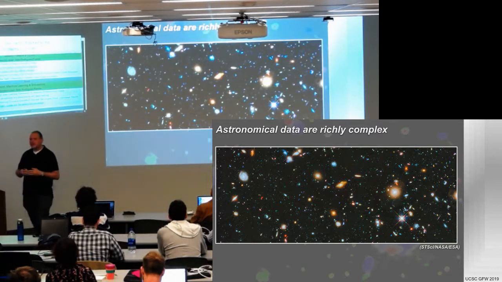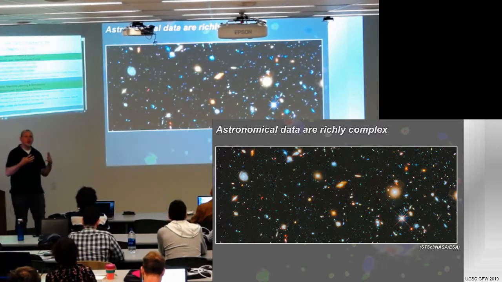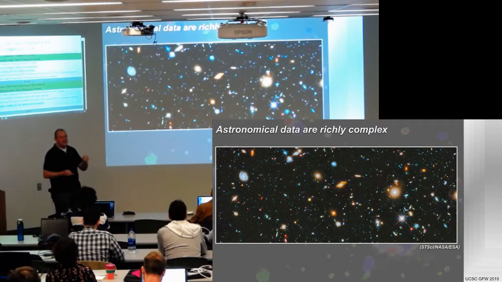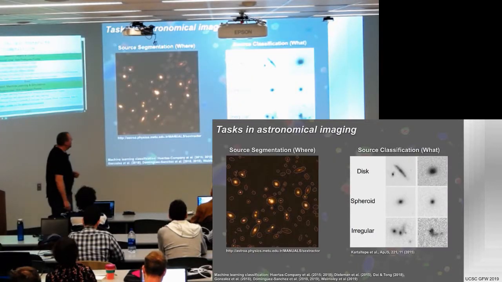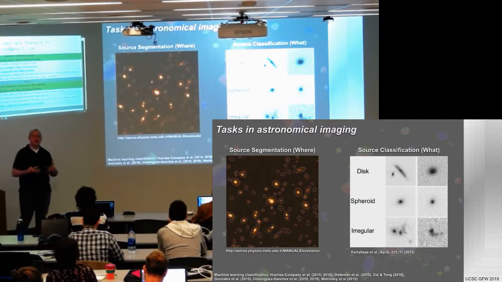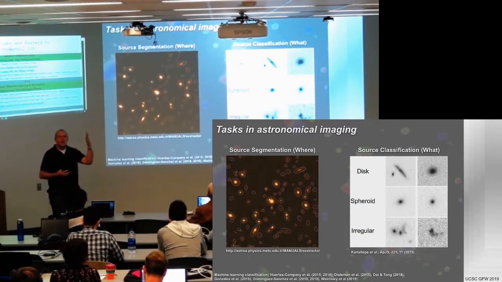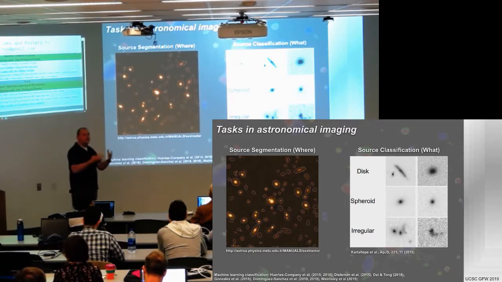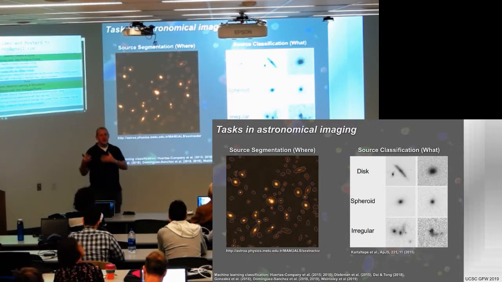Okay, so let's talk about the way in which we go about learning from these kinds of images. And there are really two main steps in that process. The first step is the where. We look at these complicated images and we think of, where are the objects in this image? How do I decide which pixels in an image are of interest?